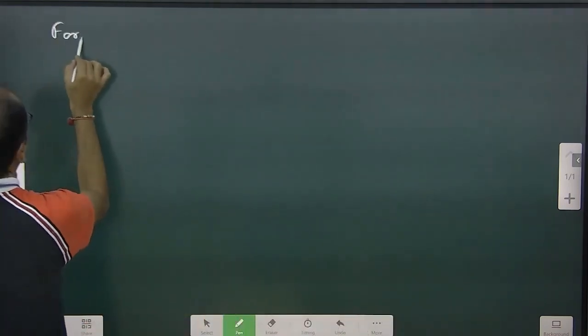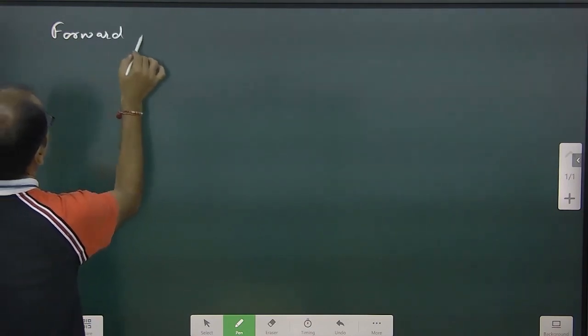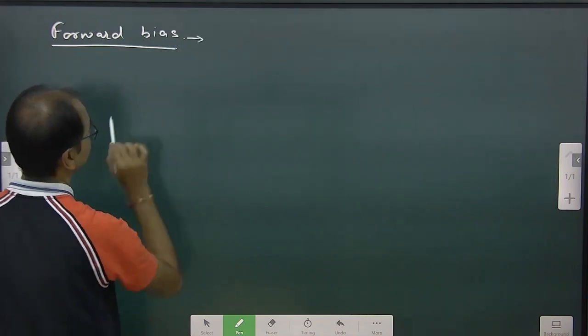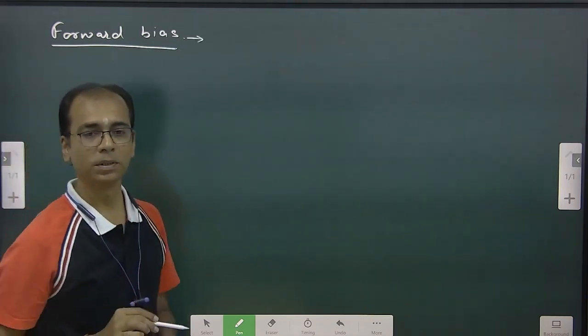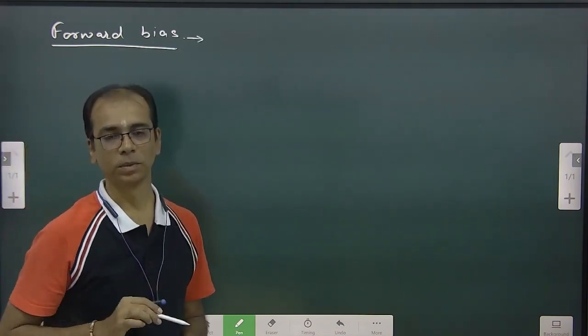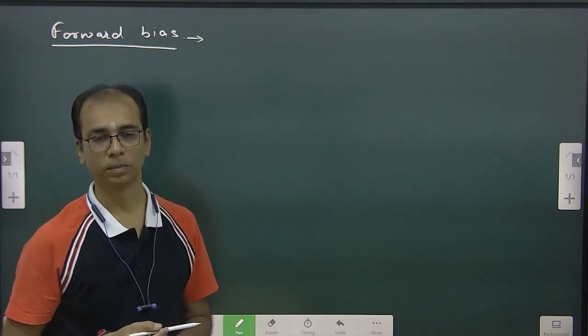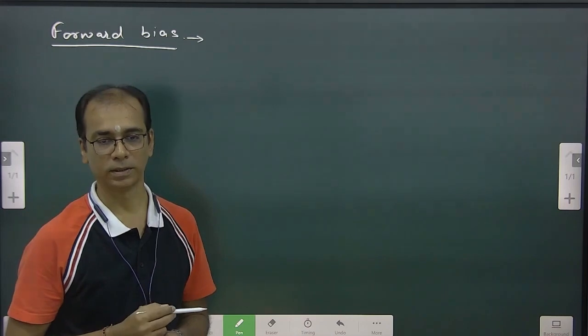What is that? One is forward bias. So, what is forward bias? When the P-type semiconductor we are connecting with the positive terminal of the battery, and the N-type we are connecting with the negative terminal of the battery, then it's called forward bias.